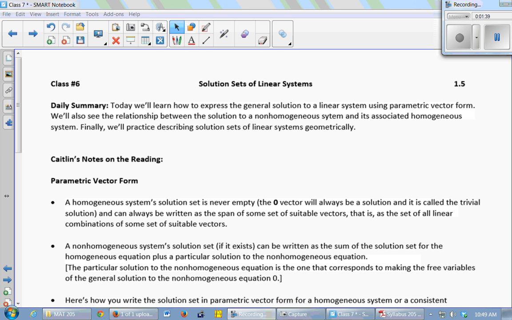Today we're going to talk about section 1.5. Today's actually class number 7, if you like to keep track of these things, because last class was 6, the quiz. So today we're going to learn how to express the general solution to a linear system, which we already know how to find, in a new notation, parametric vector form. We're also going to look at the relationship between the solutions to a homogeneous system and the solutions to its associated non-homogeneous system. And then finally, we're going to practice describing solution sets of linear systems geometrically.